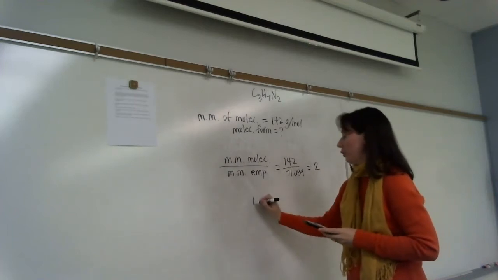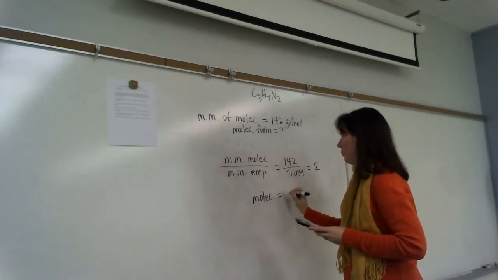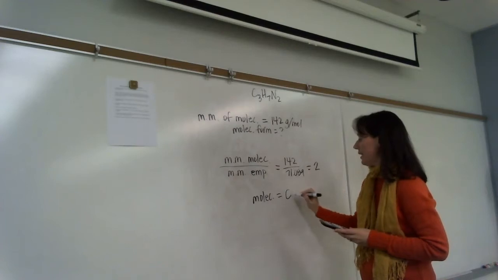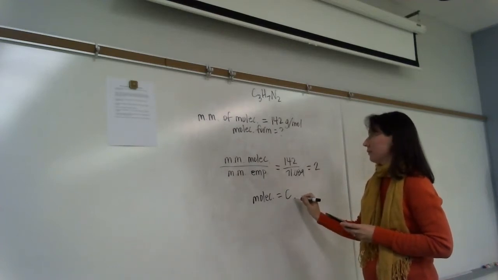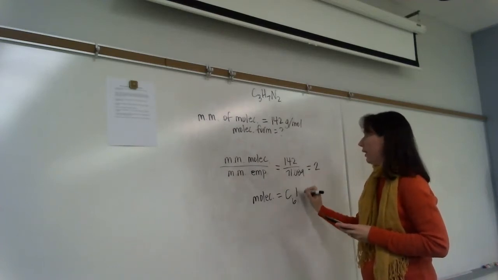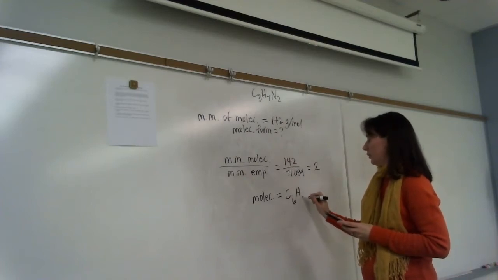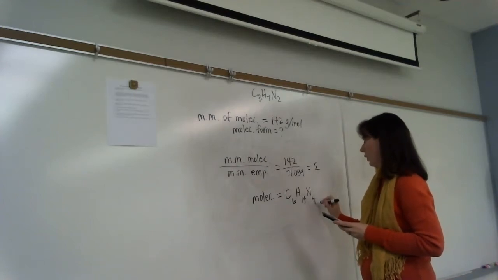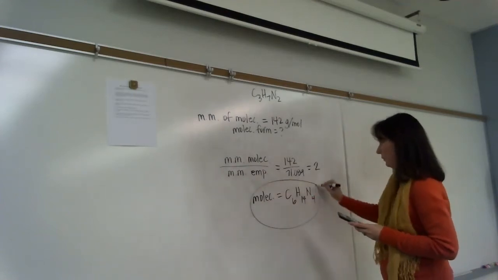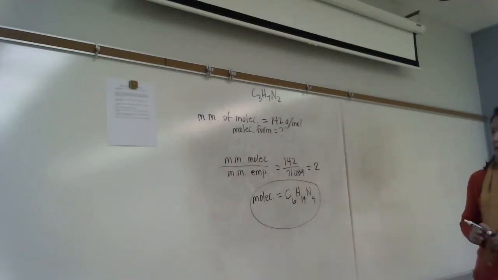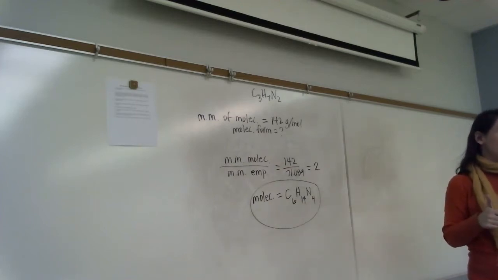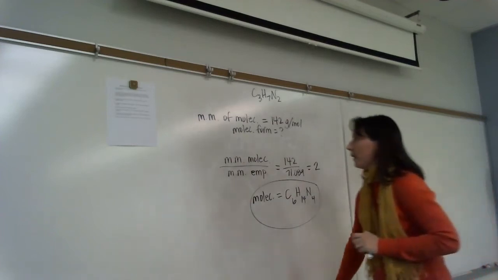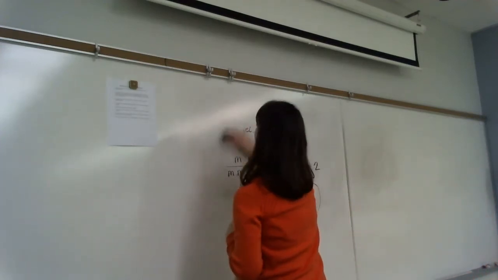So therefore, the molecular formula, multiply everybody by 2, right? So that would be C what? 6H14N4, right? Do we agree on number 7? Number 7. Everybody good on number 7? You made a mistake, you see where you made it. Okay, last one.